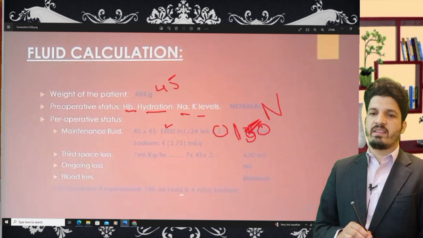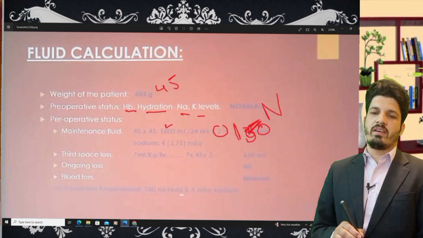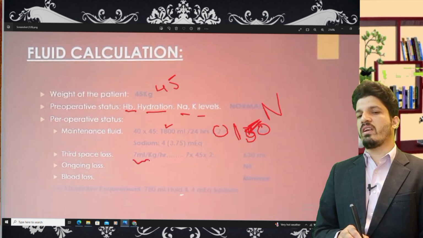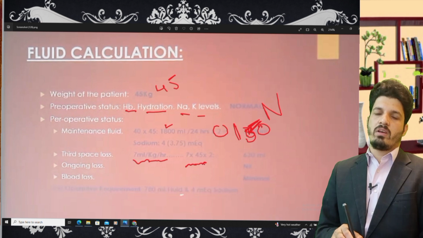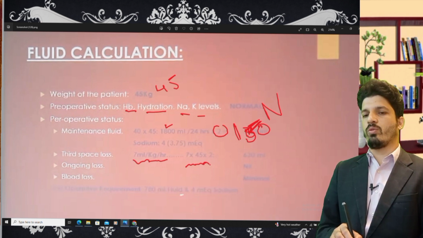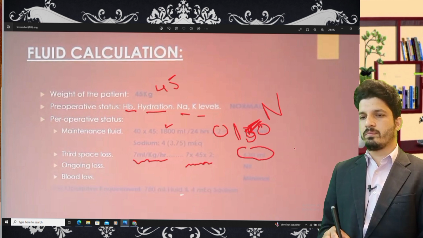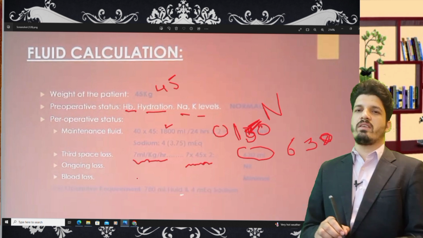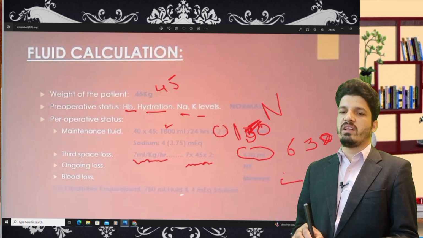Okay, and third space loss, we are considering it as a moderate incision, and definitely in the previous section we have studied that for a moderate incision it's 3 to 7, so we are taking the value 7 ml per kg per hour, and we will multiply it with the weight of the patient, and as we require it for 2 hours, we will again multiply it by 2, so 630 ml will be there, and ongoing blood loss is nil, and the blood loss is also nil.